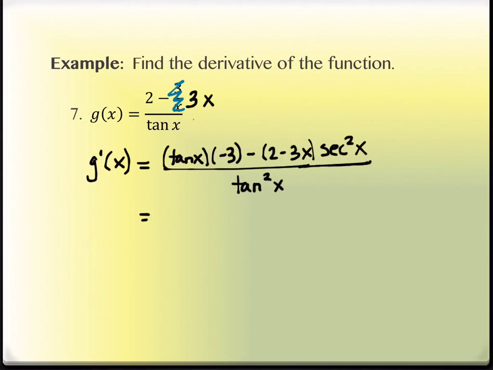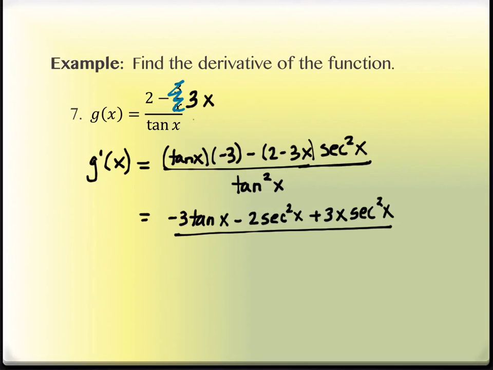So we're going to simplify what we can, which is going to include distributing, and it's going to include very little after that. So you've got negative 3 tangent of x. I'm going to have negative 2 secant squared of x. I'm going to have positive 3x secant squared of x. And this is all over the tangent squared of x.